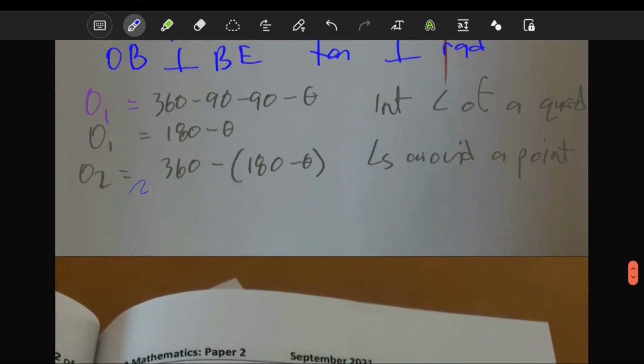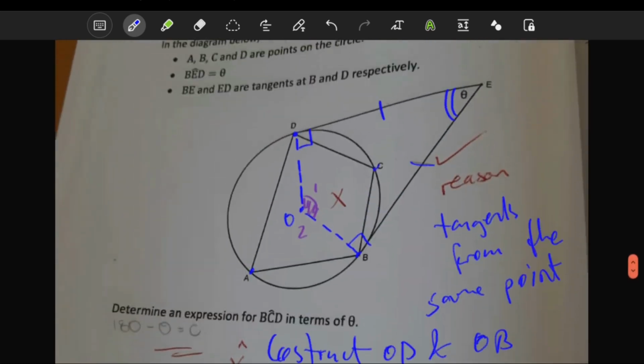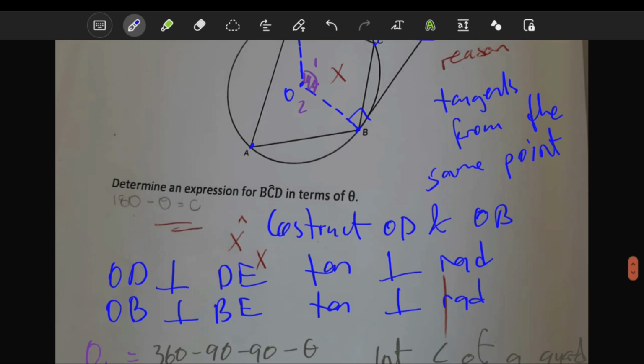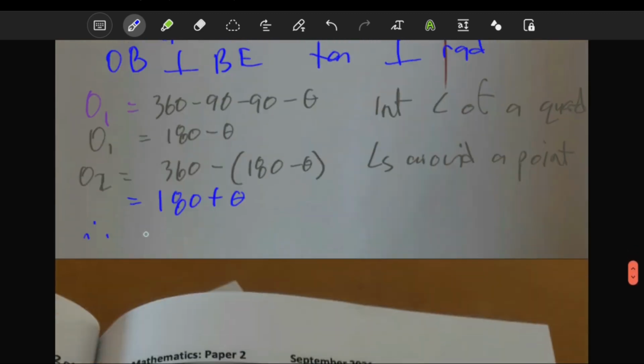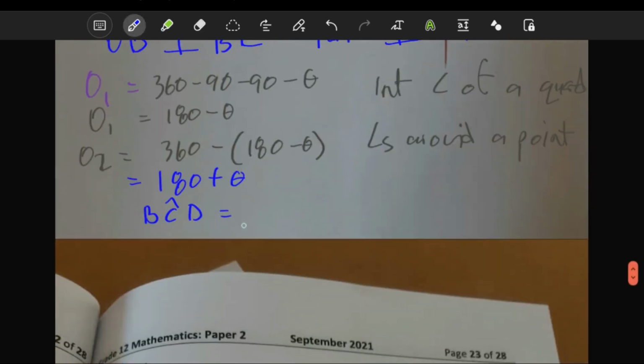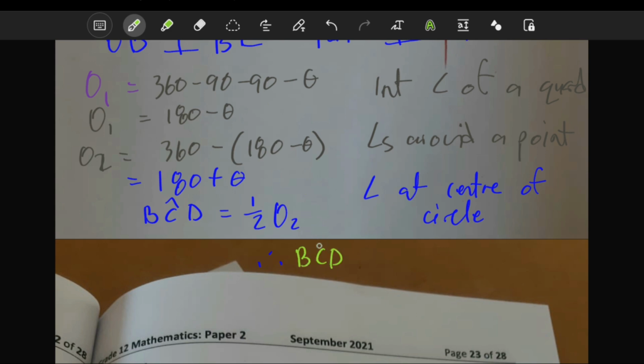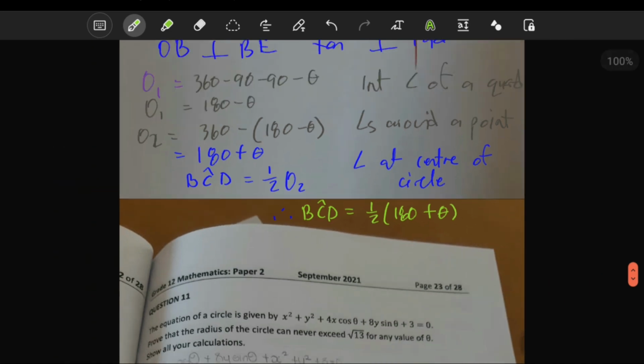So we have O2 now. O2 is definitely going to be 180 plus theta. It's just a coincidence, it's just crazy how it is, but you do use what it is. So BCD is equal to half of whatever O2 is. The reason is angle at center of circle. Therefore BCD is equal to half of 180 plus theta. There we go. That's going to be an answer.